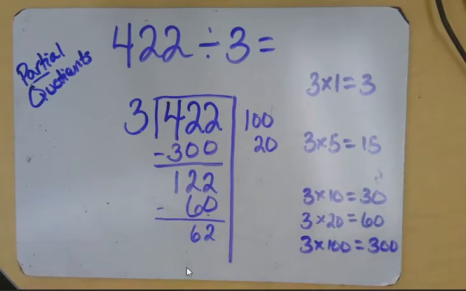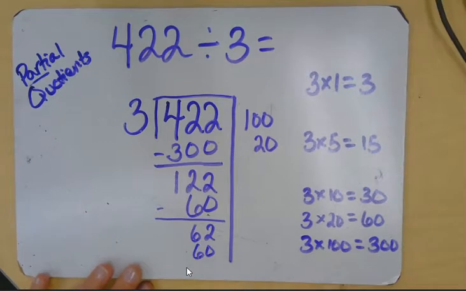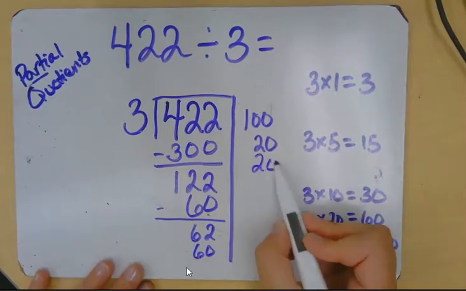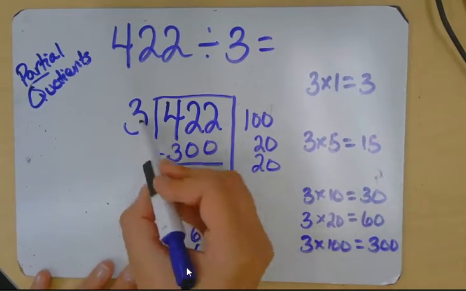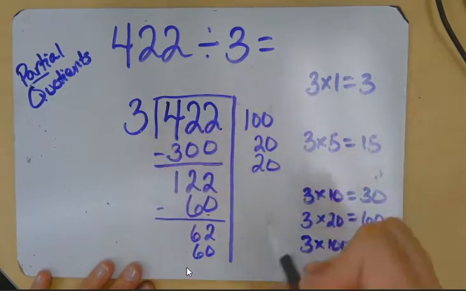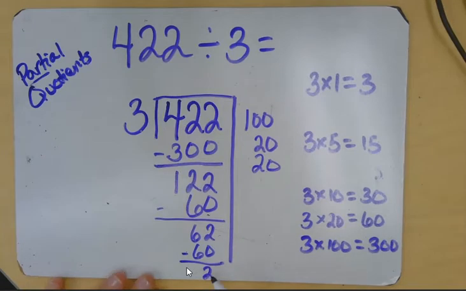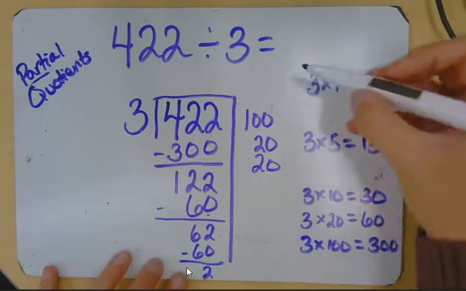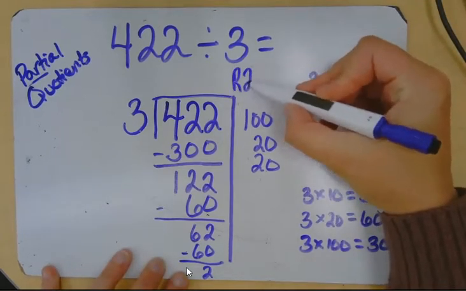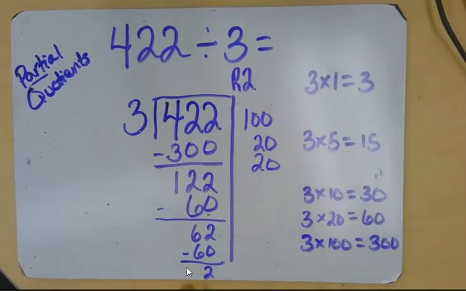Can I take another set of 60 away? I sure can. So again, I'm going to put 60 over here. I'm going to put 20 here, and I'm multiplying by 3. 3 times 20 is 60. And if I subtract these two amounts, I get 2. There's nothing over here times 3 that will give me 2, which means that 2 is now my remainder. I can't take any more sets of 3 away from 2.